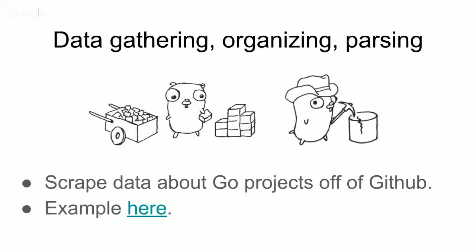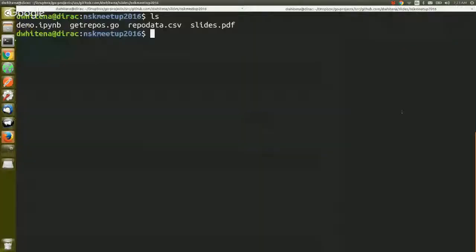First, we need some data to work with, and since this is a Go meetup and we're all interested in Go, I decided to gather some data about Go itself. So what we're going to do is scrape some data off of GitHub about Go projects on GitHub. And to do this, we can use Google's go-github package. So let's look at that here, and I can post the link to this code afterwards as well. I'll give it to Leo.